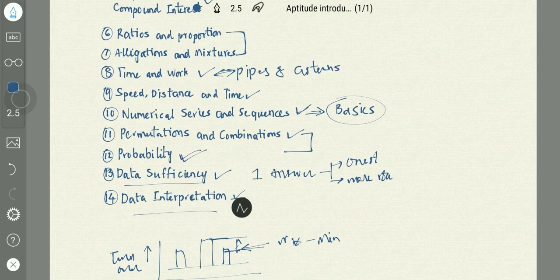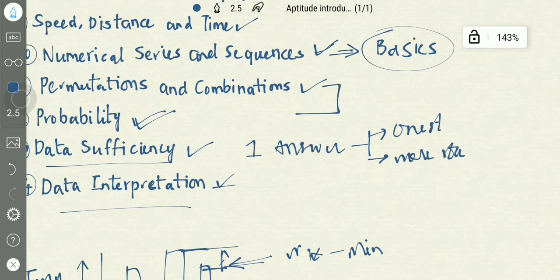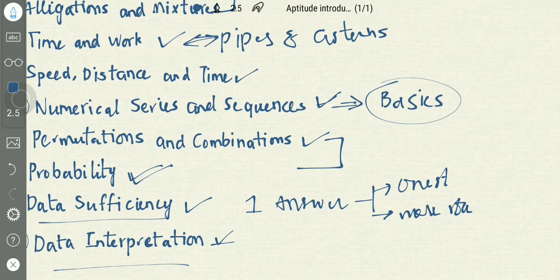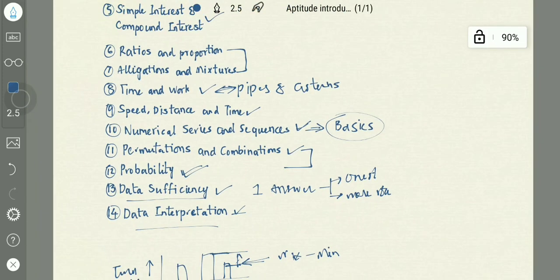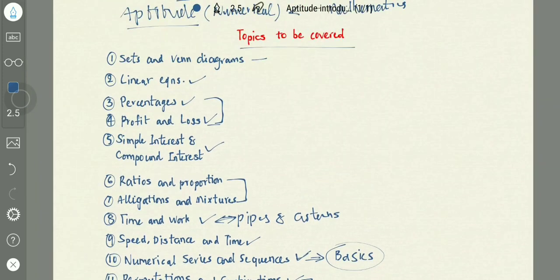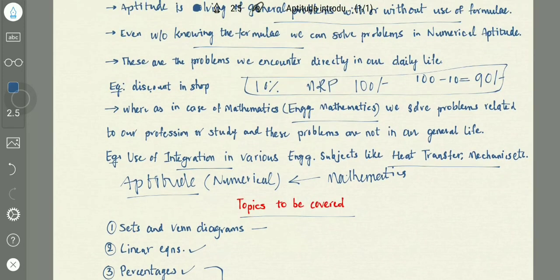If you study the probability in mathematics, this probability in aptitude also gets covered. And these are the topics we are going to cover in this lecture series.